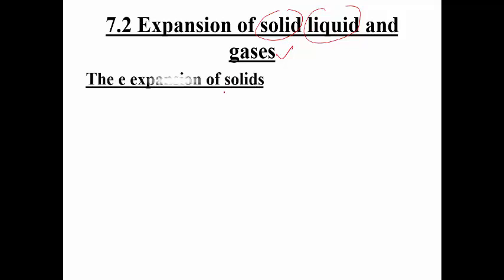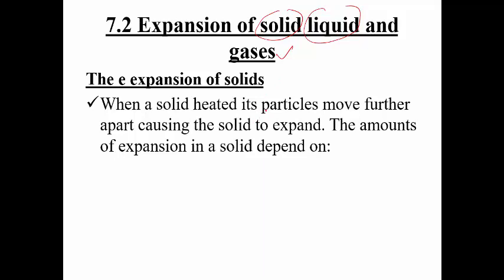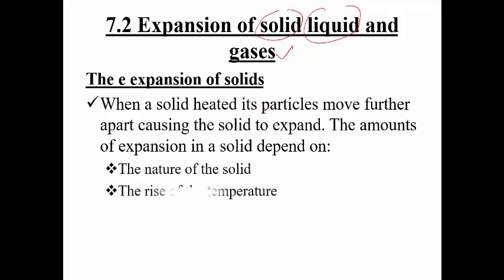And for the first, the expansion of solid, we classify this expansion of solid into three. The first one is length expansion, the second one is areal expansion, and the third one is volume expansion. Therefore, for today we will see about length and areal expansion. As we said, we can classify into three.